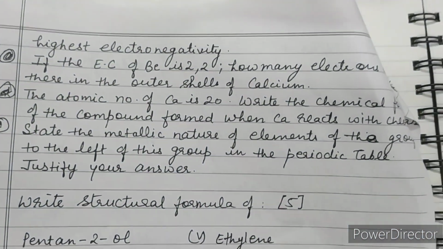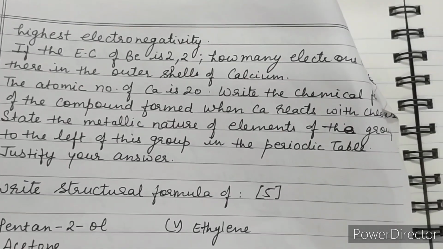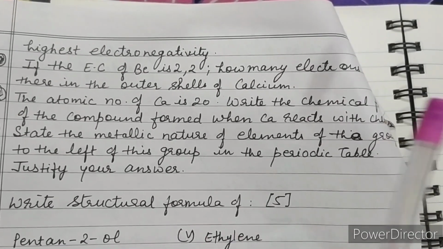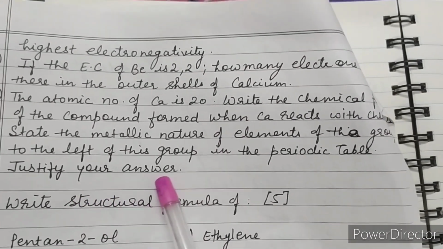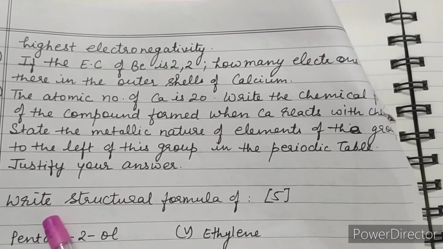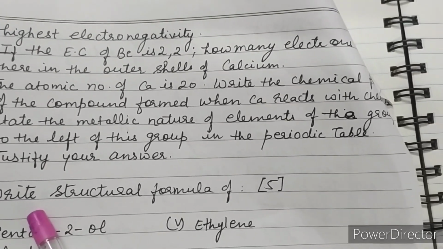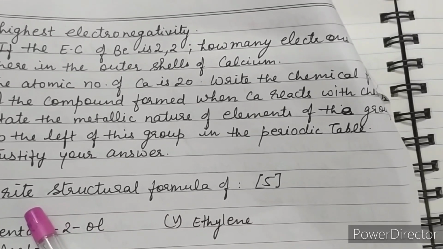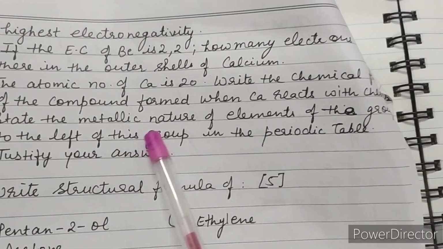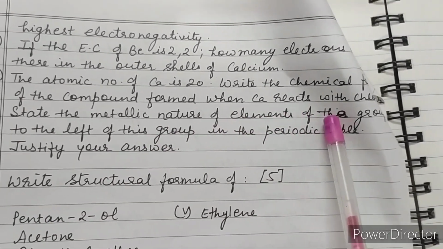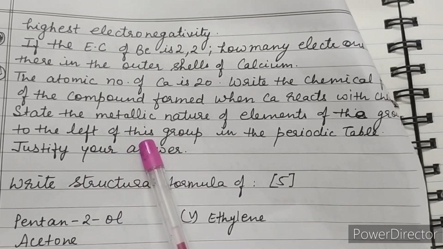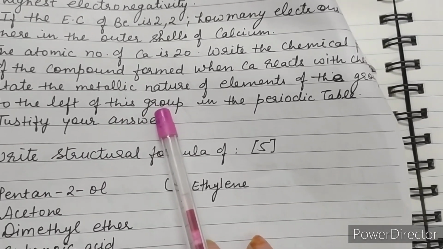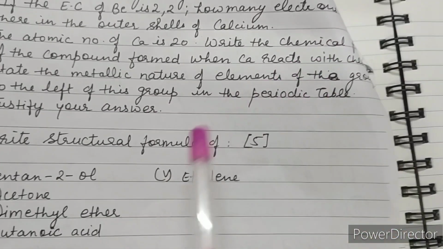Next is, state the metallic nature of the elements in the group to the left of this group in the periodic table and justify your answer. To the left of group 2 you will have group 1, and group 1 has more metallic nature as compared to group 2 because metallic character decreases across a period. So here you will write metallic character is more in group 1, because metallic character decreases across a period.